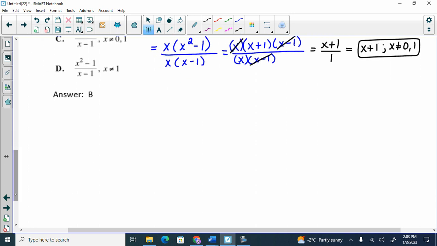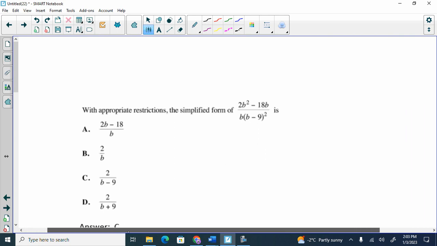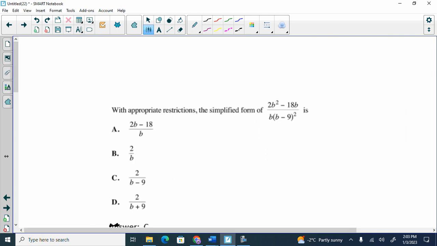Okay. And next page. So here's an answer again, but I'm going to cover it up. I'm actually going to squiggle over it so I can't see it, because I can't cover it up. Okay, so here it says, with appropriate restrictions, I'm still going to state them anyways because I'm a rebel. The simplified form of 2b squared minus 18b over b minus 9 squared is. Now, first thing I'm going to do is rewrite it. So I'm going to go 2b squared minus 18b over b minus 9 squared.